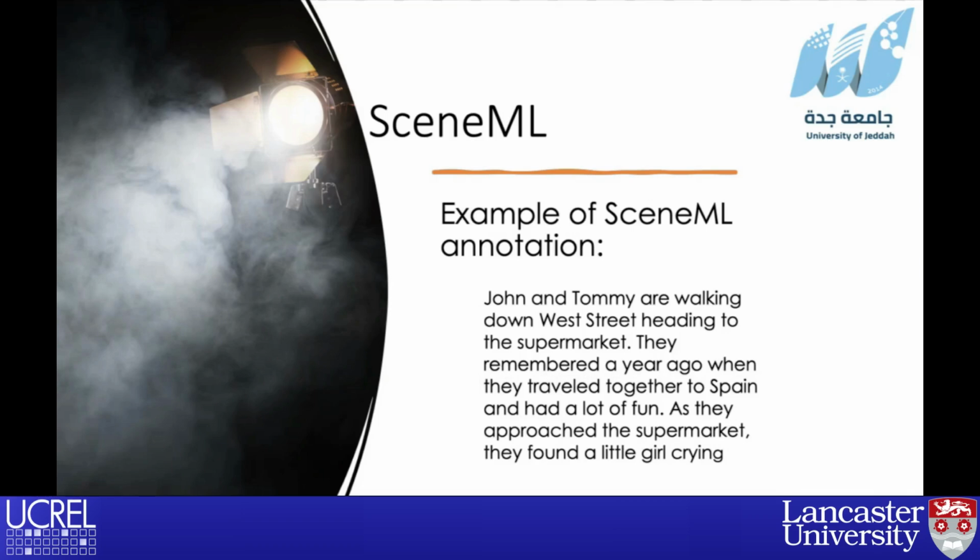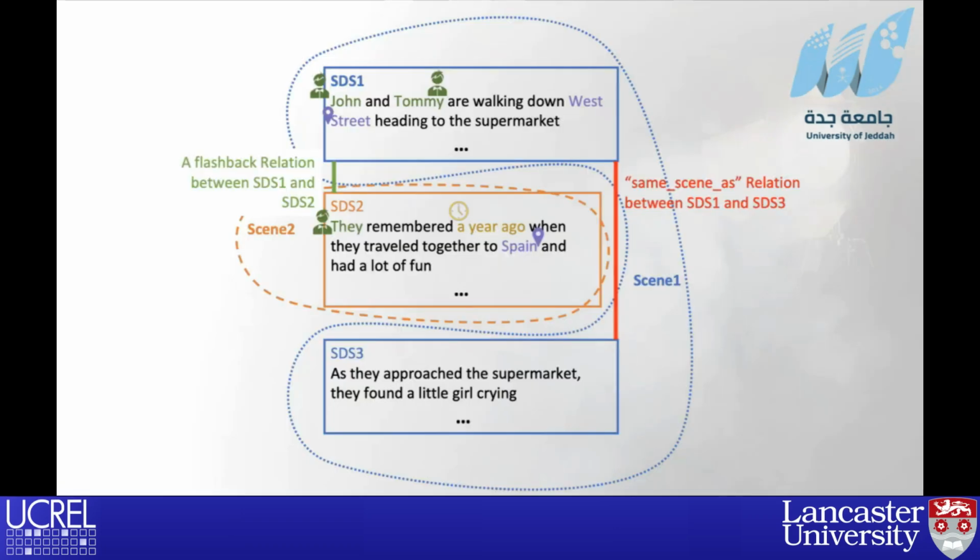And here we have a simple and short story that represents an annotation example of a scene according to SceneML. The story says that John and Tommy are walking down West Street heading to the supermarket. They remembered a year ago when they traveled together to Spain and had a lot of fun. As they approached the supermarket, they found a little girl crying. So how can we annotate this simple story according to SceneML?